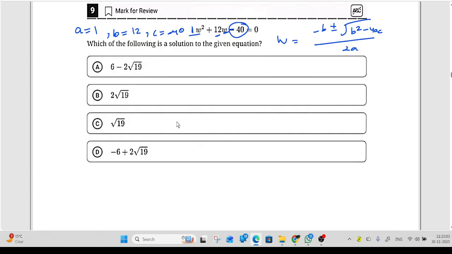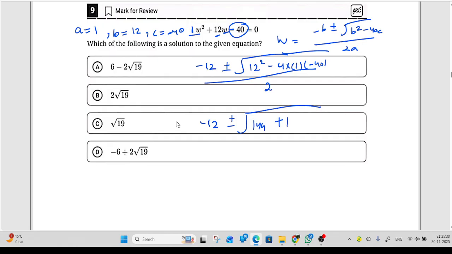I plug in the values of a, b, c. So b is 12, so negative 12 plus minus square root of b square, 12 square, minus 4 times a, which is 1, times c, which is negative 40, over 2 times a. A is 1, so 2. Now if I solve it, plus minus 12 square is 144, 40 times 4 is 160, minus minus plus, over 2. Now negative 12 plus minus, if I add them, I get 304 over 2.